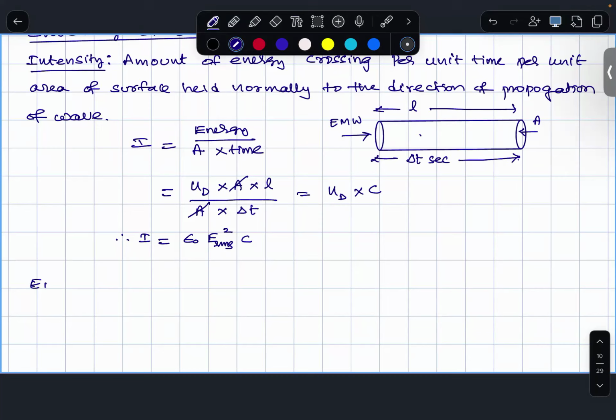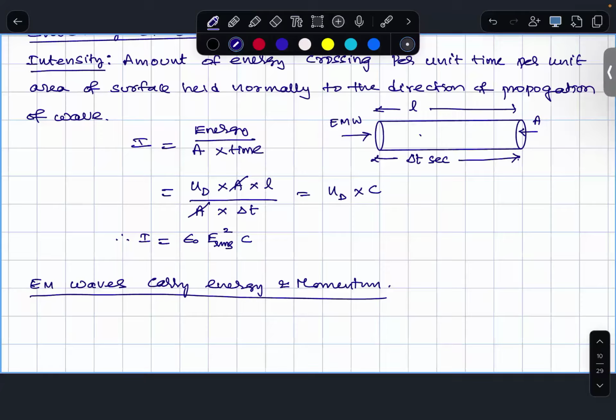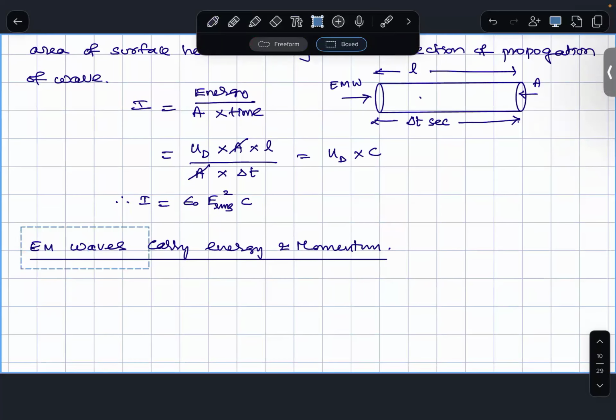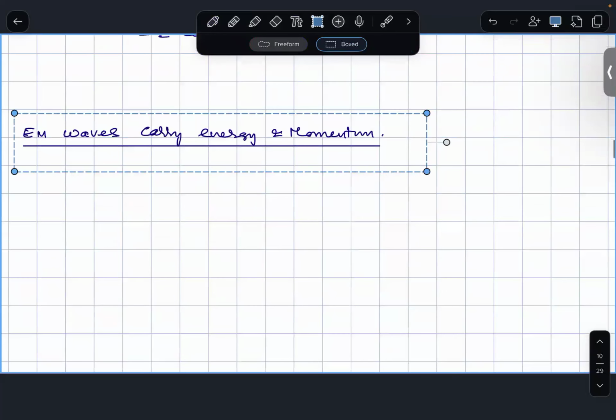EM waves carry energy and momentum. Okay. And before this, I will add one more term.